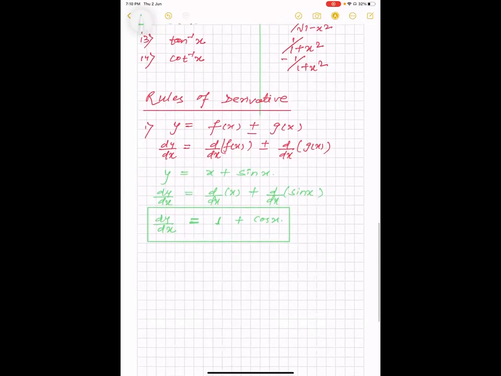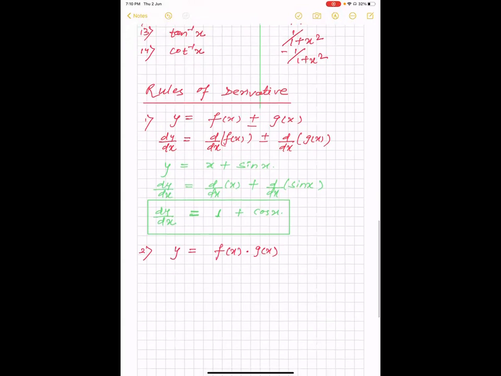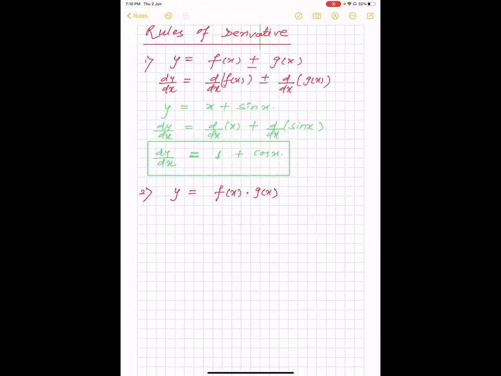Now it's not necessary that we'll always have two functions. You can have more than two functions as well. Now we saw what happens if we have plus or minus. Another case can be what if we have a multiplication sign in between, so y equals f of x times g of x, two different functions together, and you want to differentiate it. Before I do that, let's take a different scenario.